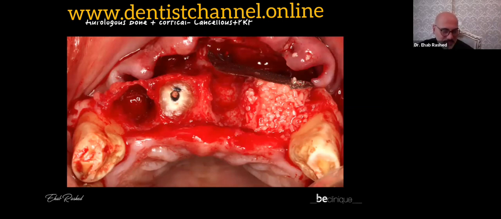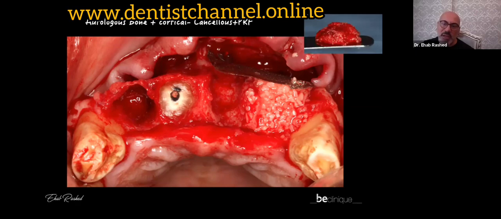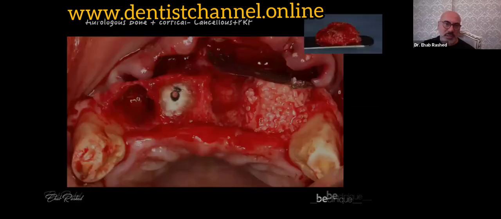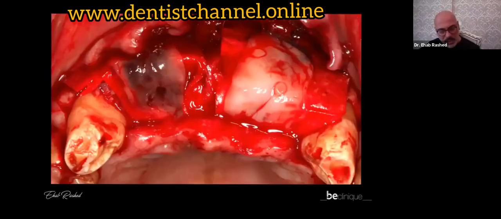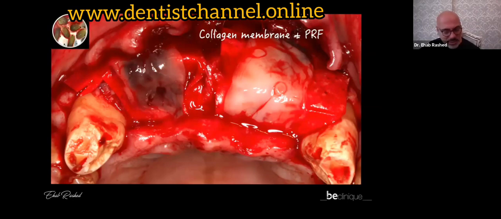So we fill these gaps all with the bone, as you can see. And then you can see the sticky bone, how it's very stable and it's not moving. So this is something important for the stabilization of the graft. Then if you come back to the graft, you see here that I placed a collagen membrane as a first layer, because I want to protect the titanium mesh. And then I also placed the PRF membrane that you can see here and here. The same thing on this side as well.